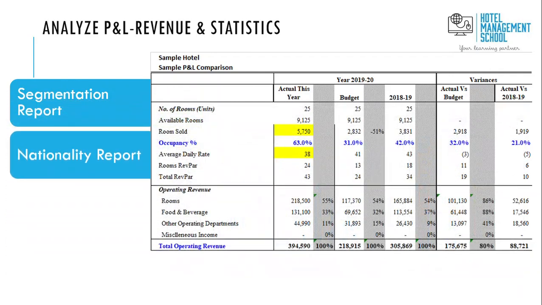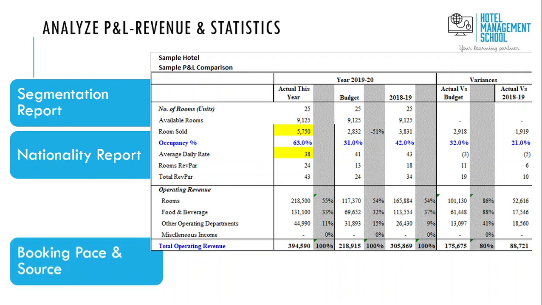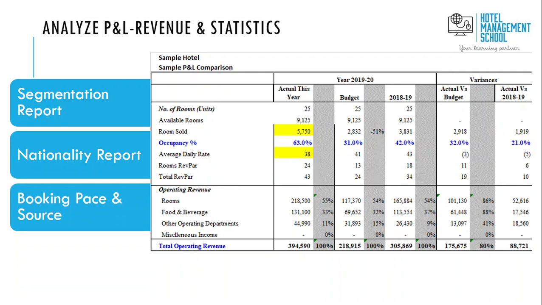Other than that, we can look at the nationality report for each segment. We can look at where the guests are coming from, which country they were coming from earlier, which country they are coming from now, which country we actually targeted in our marketing budget, and how they have been performing. If the revenue is lower than the budget or lower than the previous year, we can go into these detailed reports. Then you have another report called booking pace and the sources.